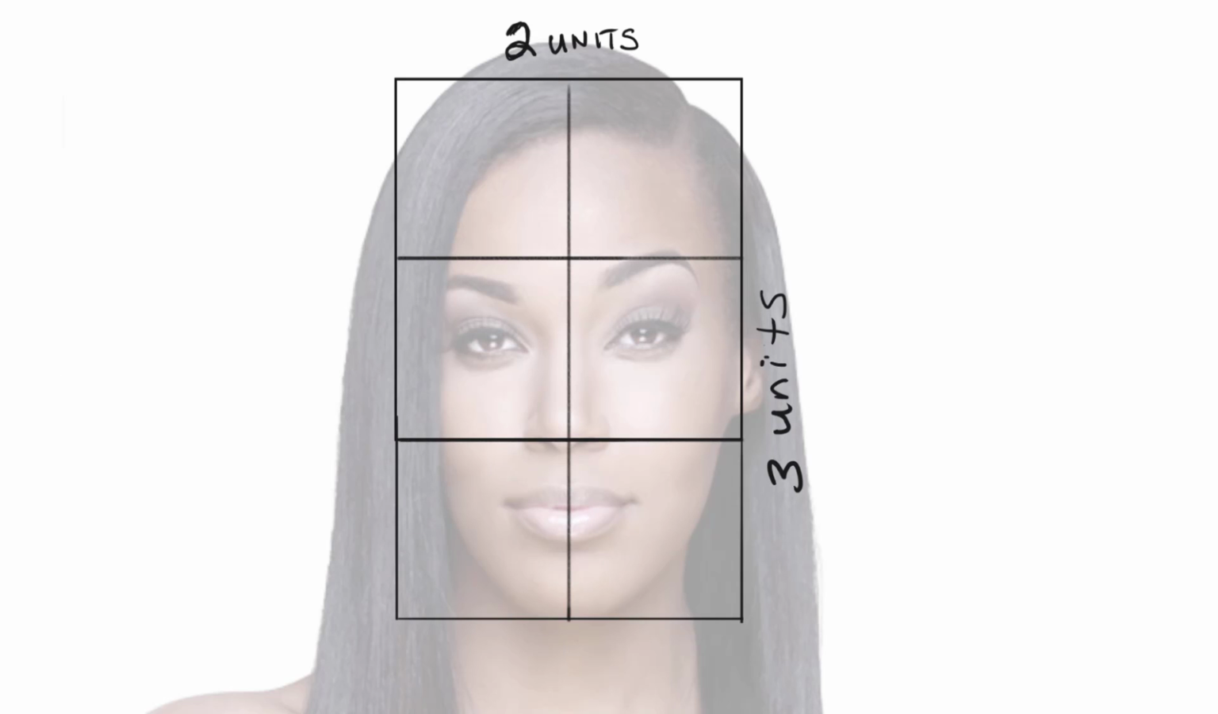The head fits into a rectangle that is 2 units wide and 3 units tall. The head is egg-shaped with the widest part of the egg at the top of the head and the narrow part down by the jaw and chin.